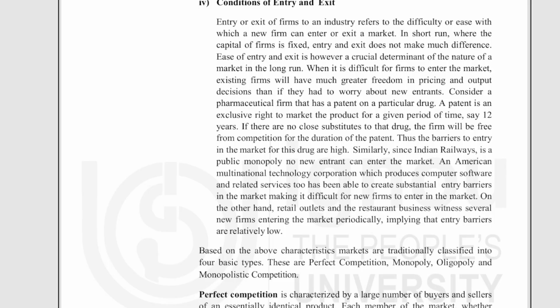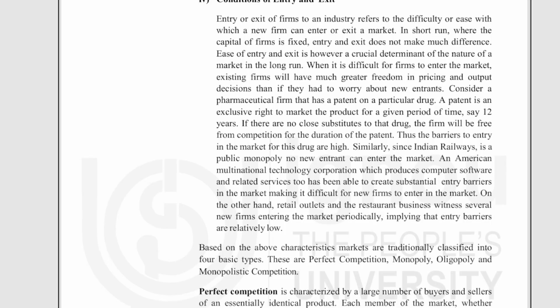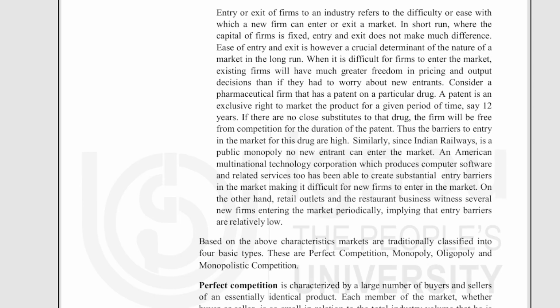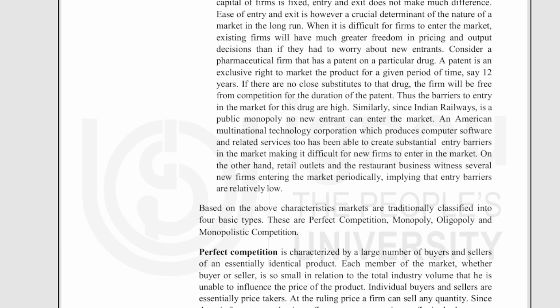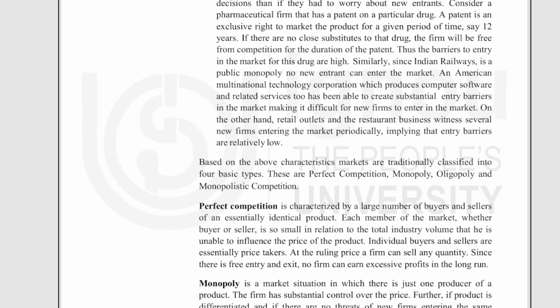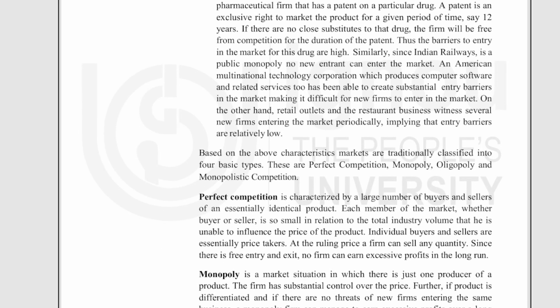Consider a pharmaceutical firm that has a patent on a particular drug. A patent is an exclusive right to market the product for a given period of time, say 12 years. So if there are no close substitutes to that drug, the firm will be free from competition for the duration of the patent. Thus, the barriers to entry in the market for this drug are high. Similarly, since Indian Railway is a public monopoly, no new entrant can enter the market.